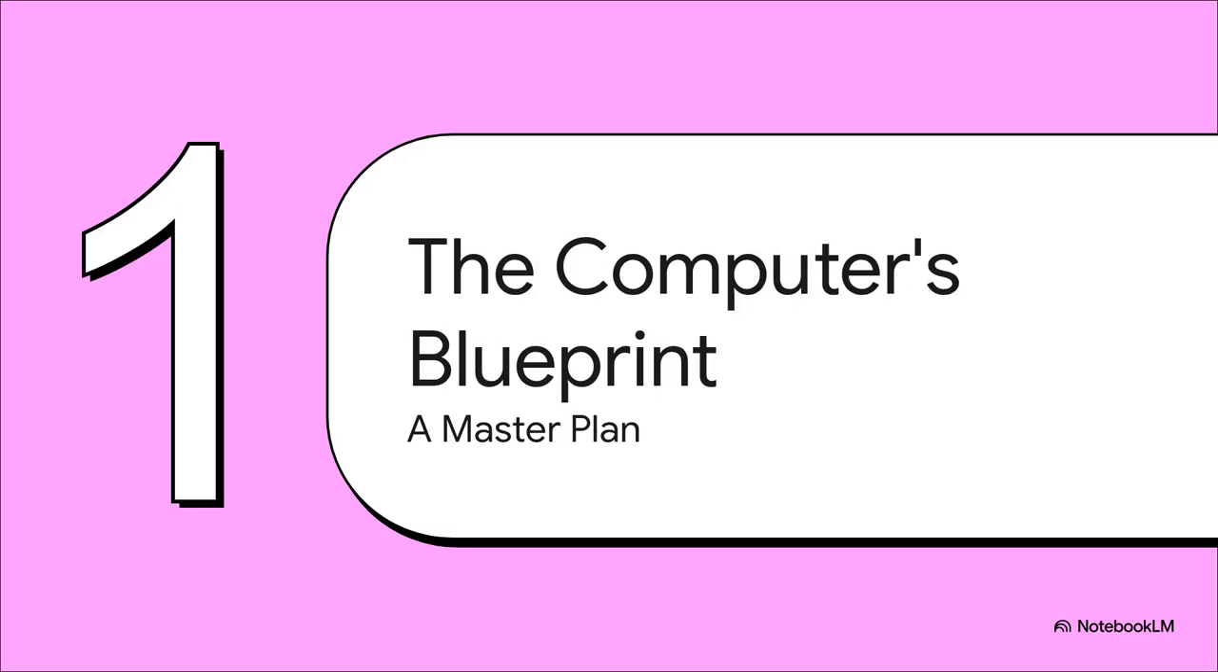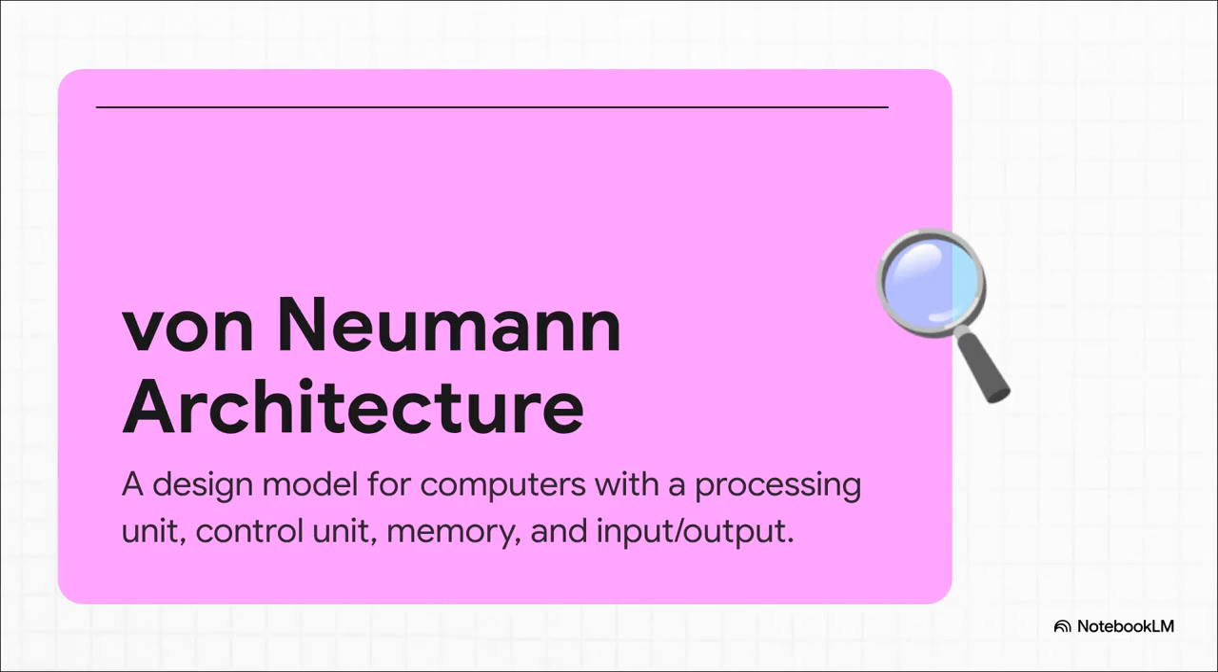Okay, so let's start with the blueprint. Now, you might think your smartphone and some massive government supercomputer are worlds apart. But here's the thing. They share a secret. Deep down, they're both built on the exact same really elegant design, a master plan that's been guiding pretty much every computer for decades. And this is it. It's called the von Neumann architecture.